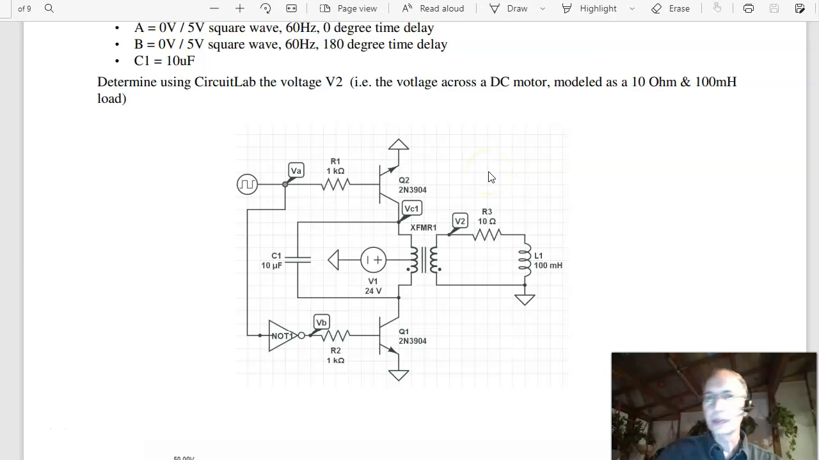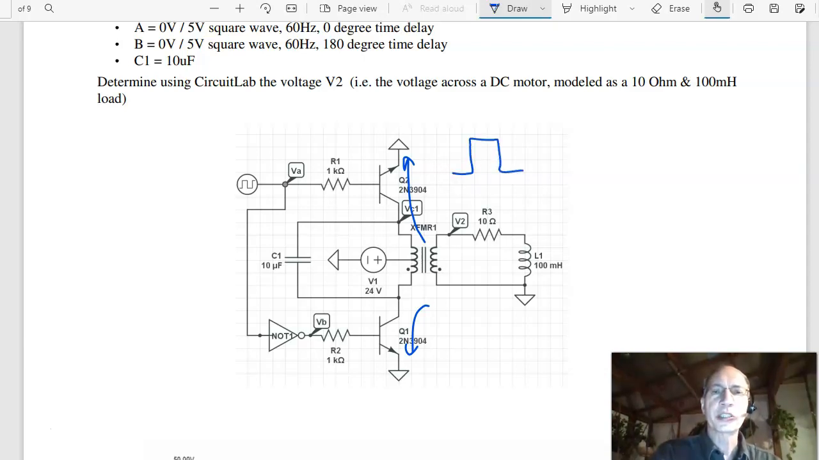Kind of the way it works is when Q2 turns on, current flows up. When Q1 turns on, current flows down. So if I alternate Q2, Q1, Q2, Q1, what I get is current going up and down. That goes through the transformer and provides an AC signal to L1.